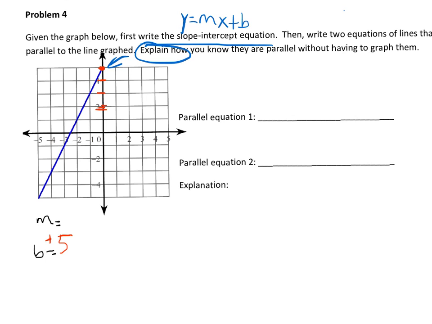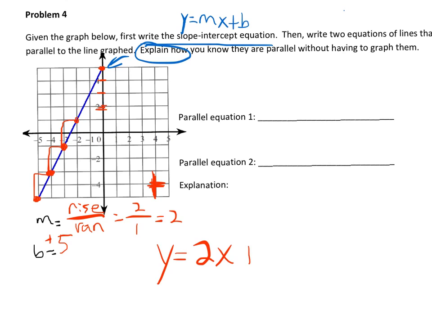Now my m, I need to start by finding points. Remember, points are right where the crosshairs on the graph intersect. Has to be perfect. So there'd be a point right here, and right here. And you notice they're going to be the exact same stairs. So m is equal to rise over run. My rise is 2 units. My run is 1, which just reduces to 2. So the equation of this line is y equals 2x plus 5.